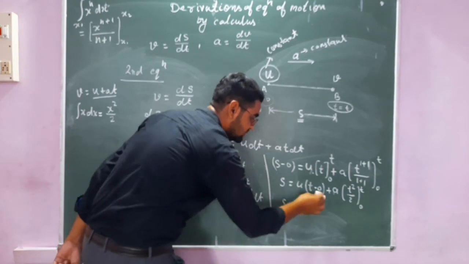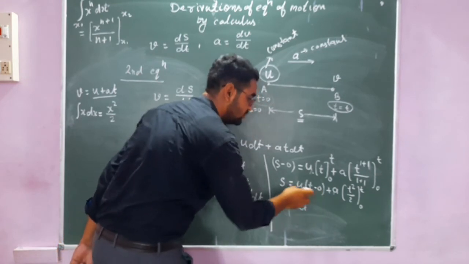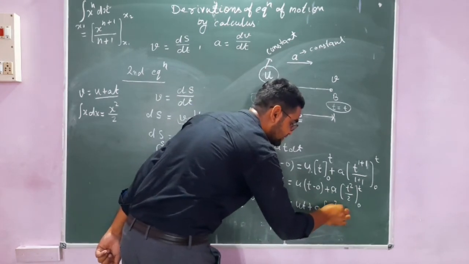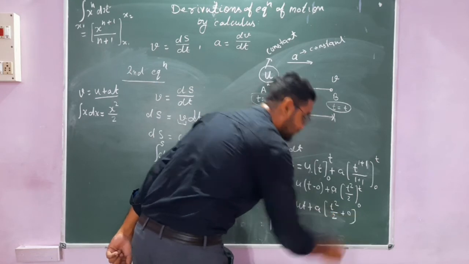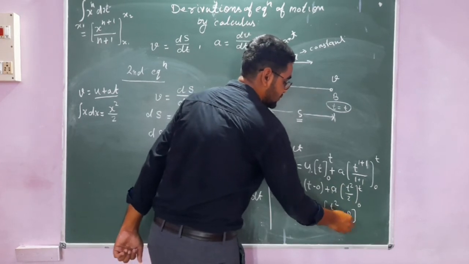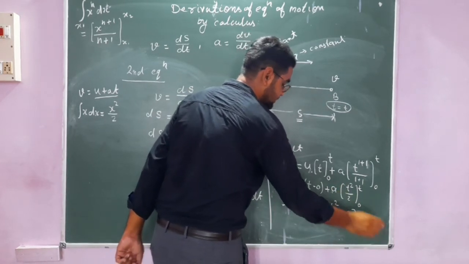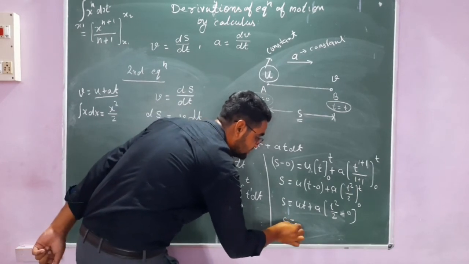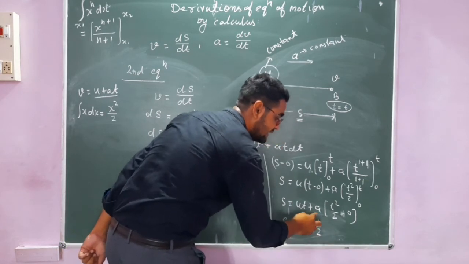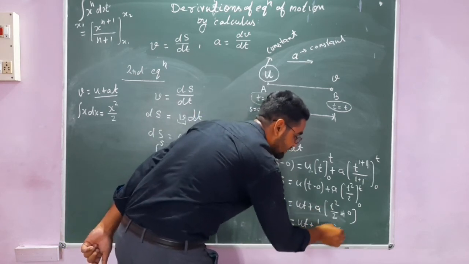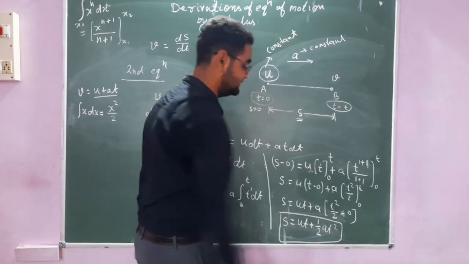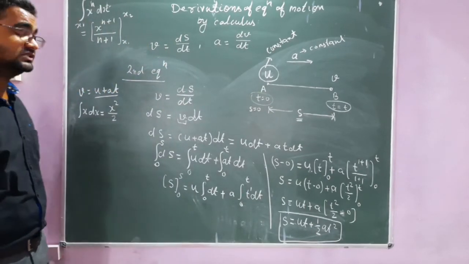Then this will become u t, and u multiplied with 0 is 0. Then a t square by 2 plus 0. Upper limit is t, lower limit is 0, then minus 0 to t square, that is 0 square, this will be 0. Then this equation will become s is equal to u t plus half a t square, and a multiplied by 0 will be 0. Then this will be the second equation of motion by calculus method.